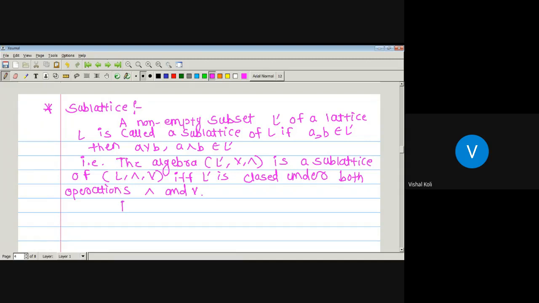From the definition, it follows that a sublattice is itself a lattice.